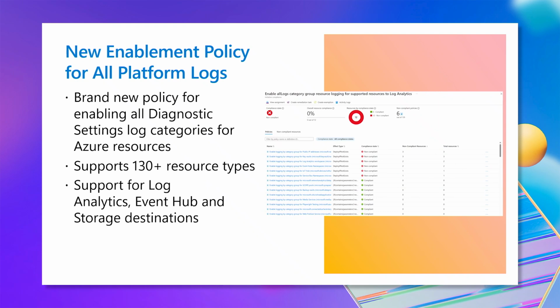In addition, we have also released 3 brand new policy initiatives for enabling every logging category for selected resource types at scale. This new initiative encompasses over 130 different resource types, and it will allow you to enable logging at scale to log analytics, storage accounts, or event hubs with a single policy initiative assignment. These policy initiatives are now available to Azure customers. For Azure Landing Zone customers, be assured that a release is imminent to accommodate these updates.